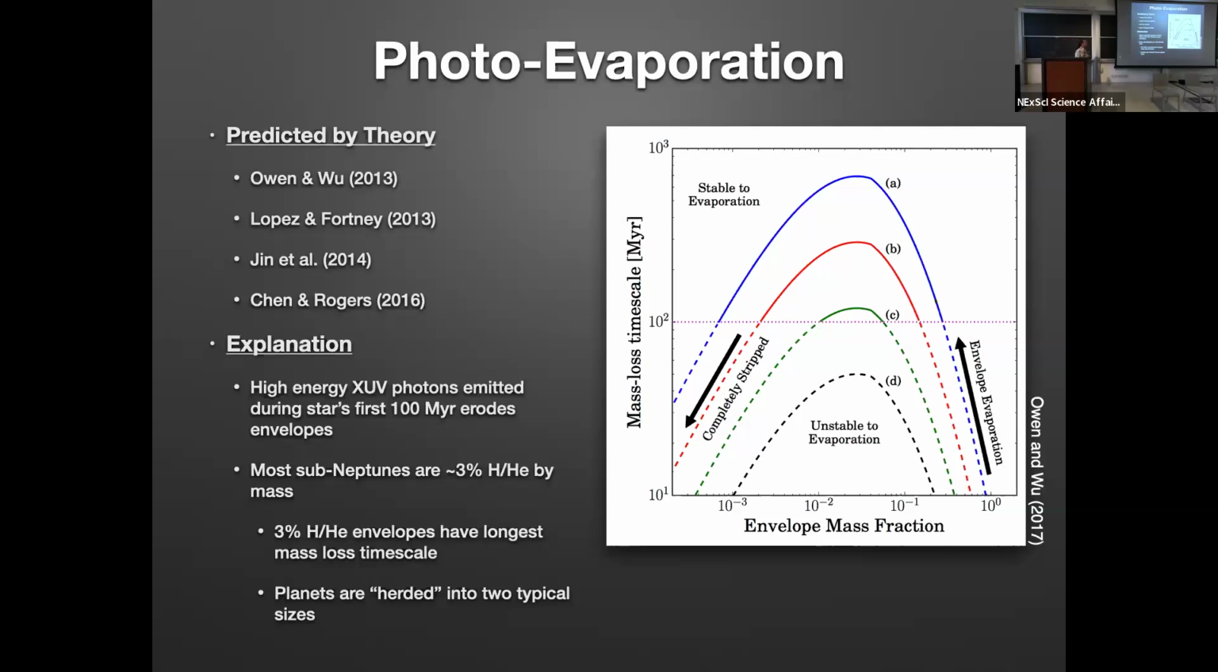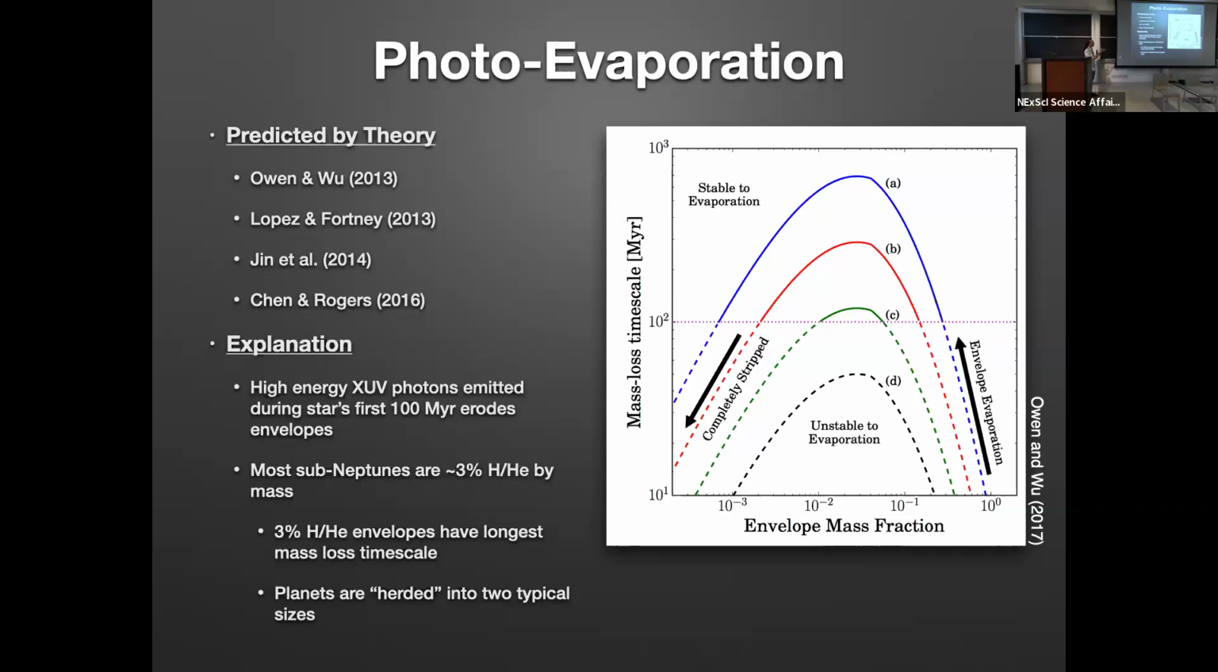So what I'm plotting here on the right is a mass loss timescale as a function of envelope mass fraction. What happens here is that in the first 100 million years of a star's life, or so, depending on the stellar type, there are a lot of extreme ultraviolet photons being emitted by that star, and that can quickly erode atmospheres. So if you're on the right side of these curves on this plot, that means you started with a very large envelope mass fraction. It gives you a very large radius, a large surface area to absorb those XUV photons, and that quickly erodes away that big puffy atmosphere.